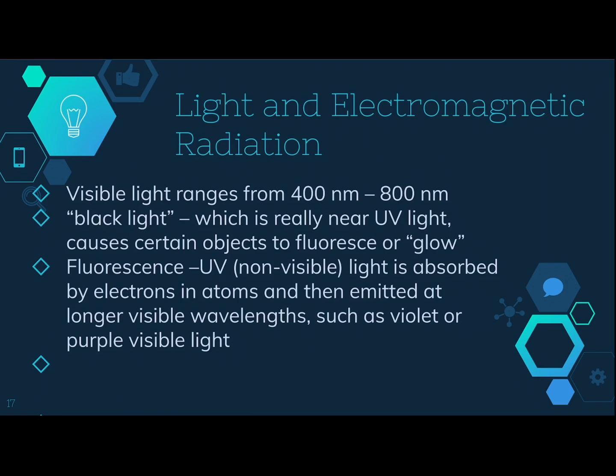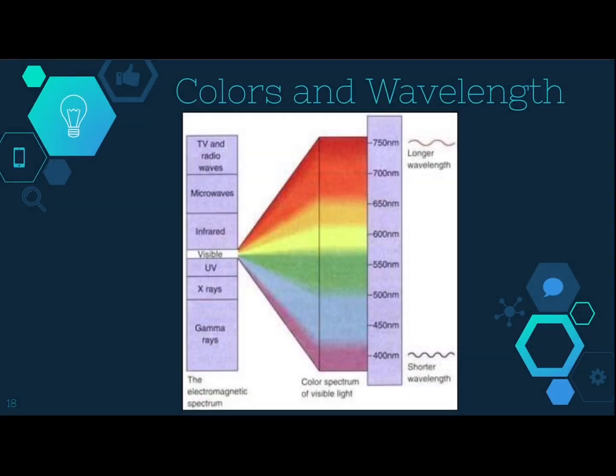That's the wavelength. Black light, which is really close to UV light, causes certain objects to be fluorescent or to glow. Fluorescent UV lights are absorbed by electrons and atoms and then emitted as longer visible wavelengths, such as violet or purple visible light. So if you ever look at a black light, it kind of looks purple. This is why.